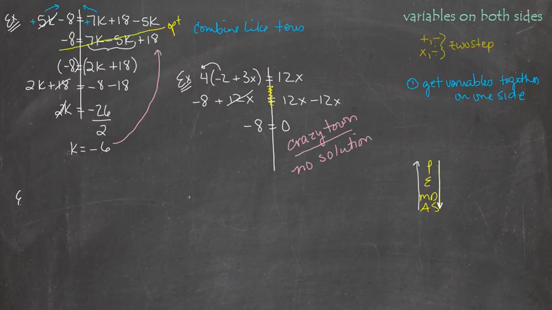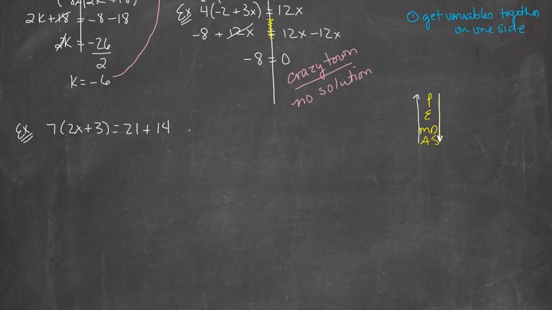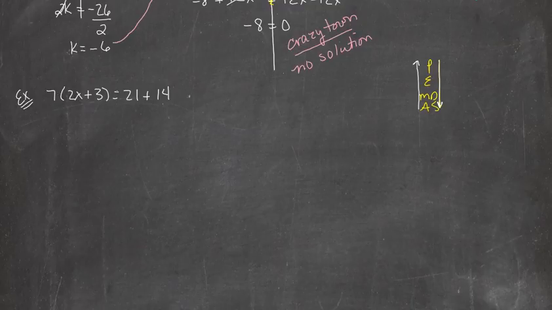All right, so we have another one, and I'm going to warn you, it has another kind of wonky outcome at the end. So let's see. Let's take 7 times 2x plus 3 equals 21 plus 14x. All right, so let's go ahead and solve this. First, I have to simplify both sides. I have to PEMDAS down. So I'm going to distribute that 7.